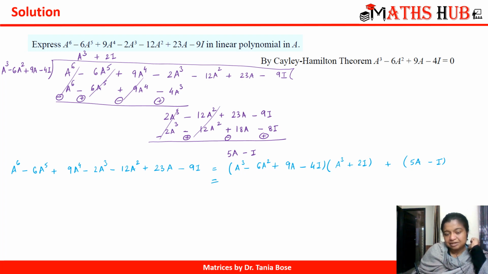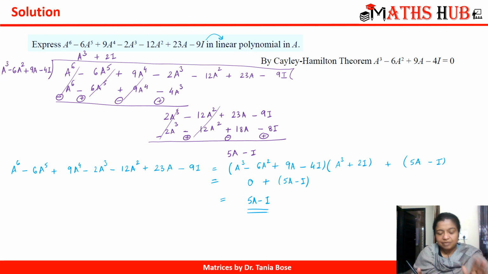Now you can see that according to the Cayley Hamilton theorem, this part is 0. So 0 multiplied by this is 0, plus we have 5A minus I. So this leads to the final answer, that is 5A minus I. So you had to express this as a linear polynomial, right? So this is a linear polynomial, right?